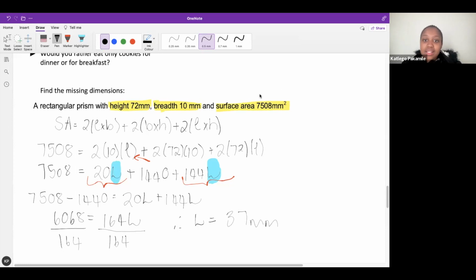Someone said, won't you times it? Remember, Nikita, we want to do the opposite. Right now, it says 164 times length, but you want this 164 to vanish. So you divide by 164, because then you're left with 1, and it's gone. But what you do on the right, you must do on the left. That's why you also divide 6,068 by 164.